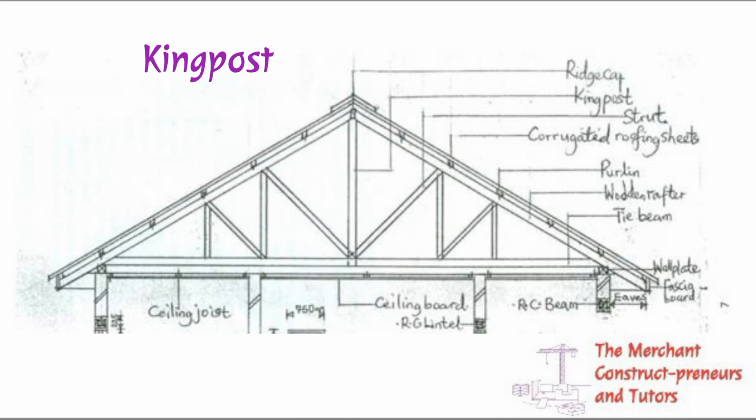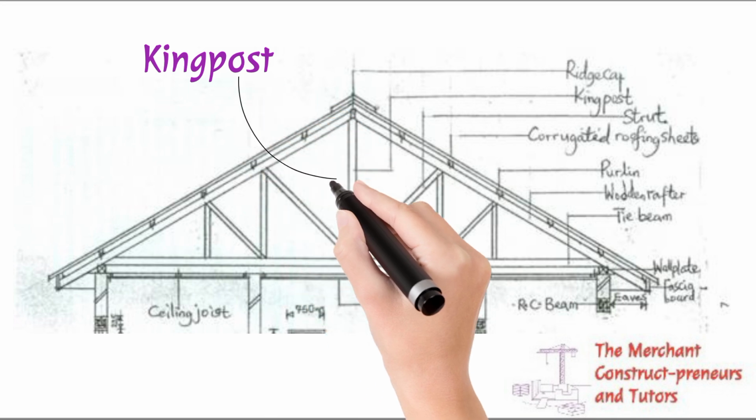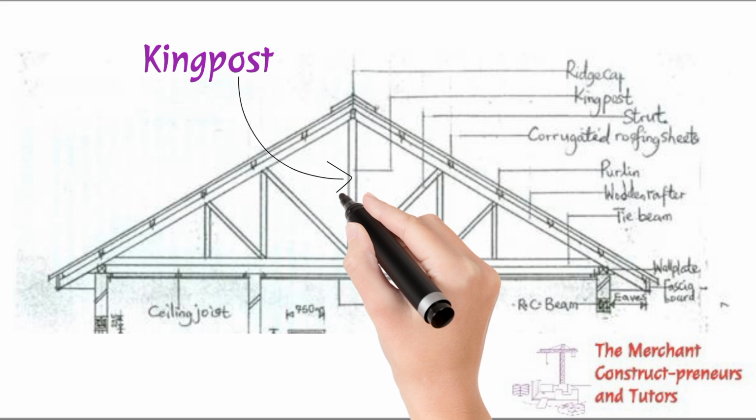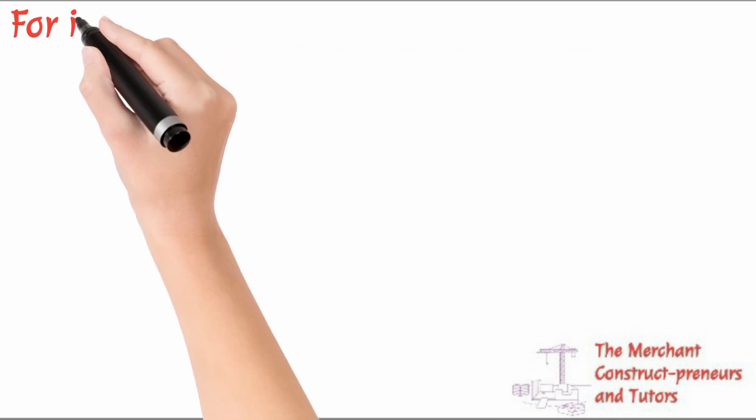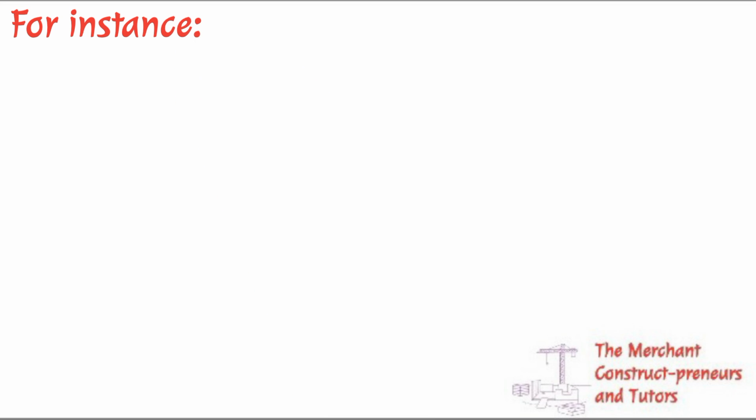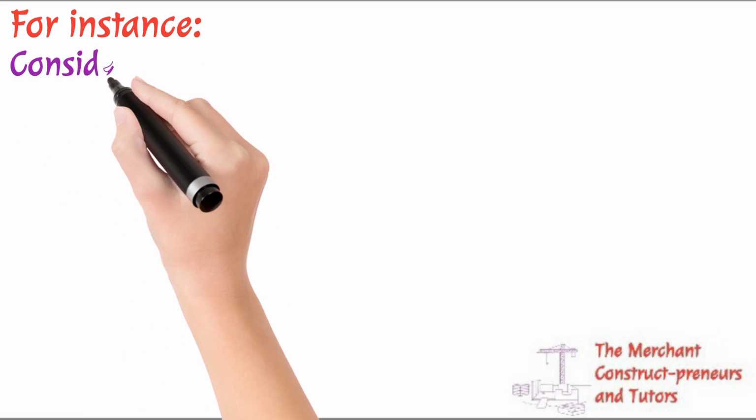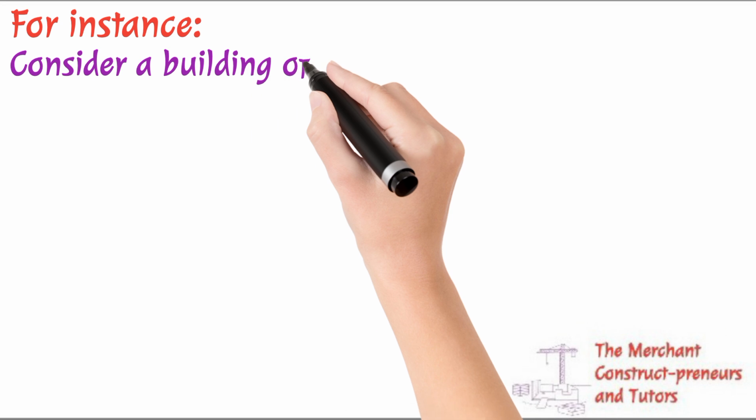The tie beam rests on the wall plate. The wall plate holds everything together, so everything works hand in hand, right? So the king post helps to balance it, and then depending on the type of load expected, different types of wood sizes are used.